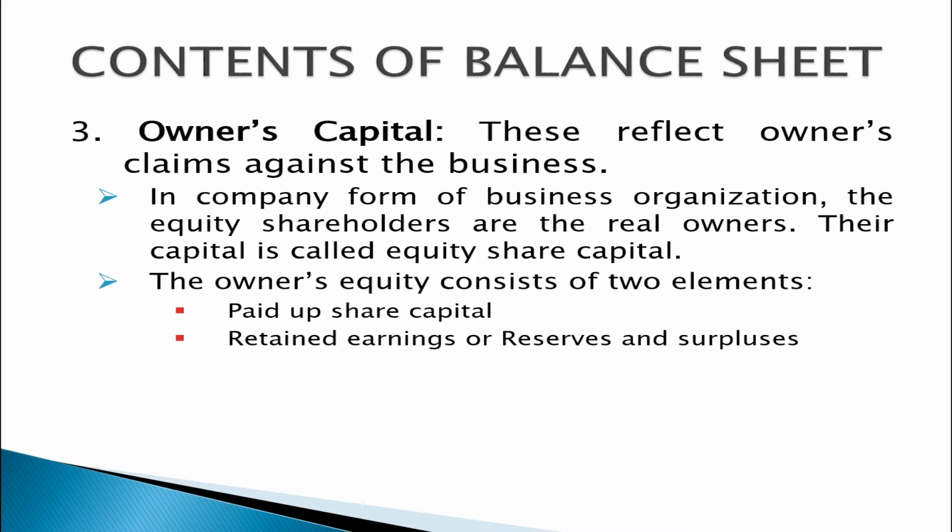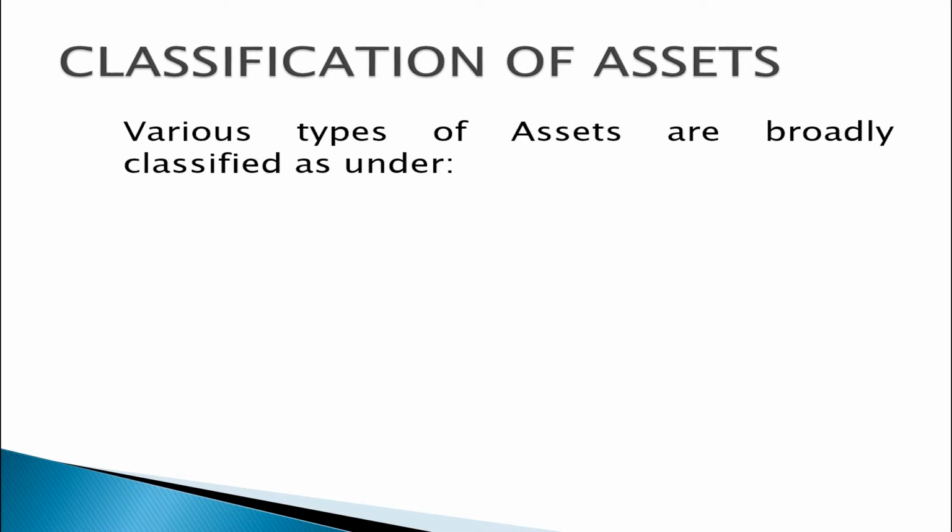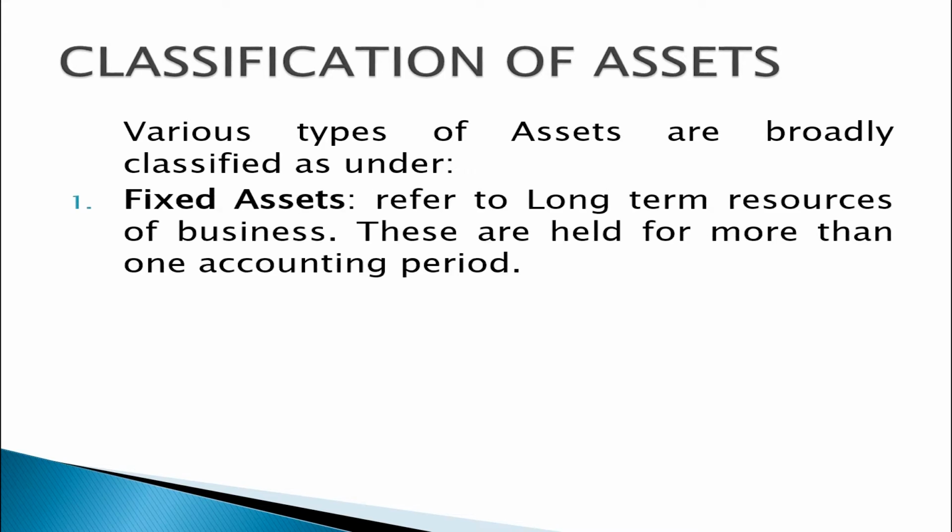Now, let's move on to the classification of assets. There are various types of assets. First one is fixed assets. Now, these refer to long-term resources of the business. These are held for more than one accounting period. Fixed assets are further classified into tangible fixed assets and intangible fixed assets.